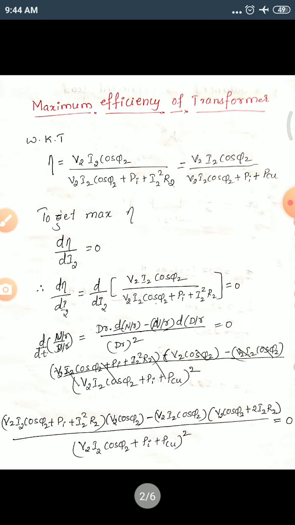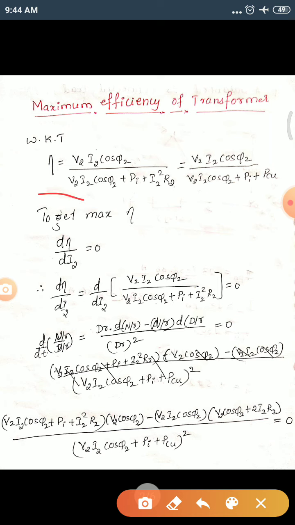As you know, this is the formula for the efficiency of the transformer, which is V2 I2 cos phi 2 divided by V2 I2 cos phi 2 plus Pi plus I square R2. Pi is the iron loss, I square R2 is the copper loss. So this we can indicate as V2 I2 cos phi 2 divided by V2 I2 cos phi 2 plus Pi plus Pcu.